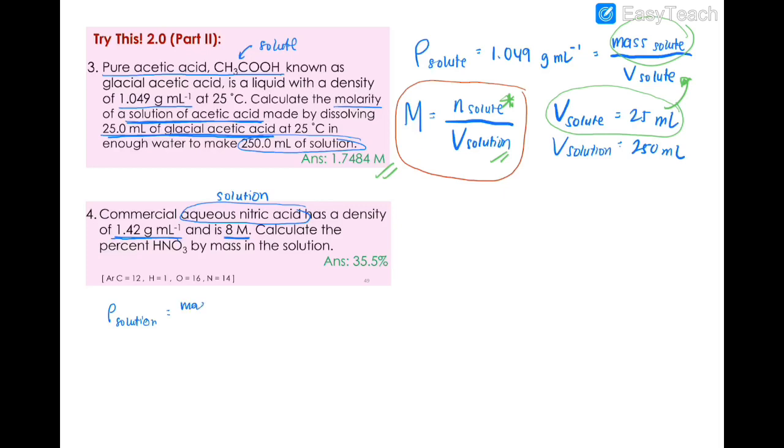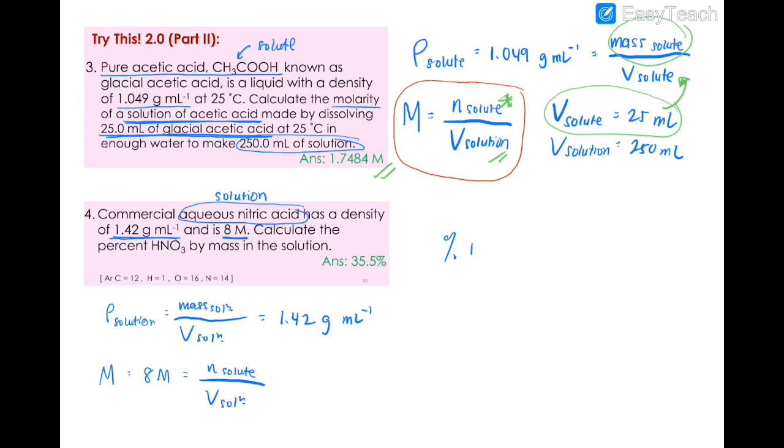So maksud ini adalah mass of solution bahagi dengan volume of solution. So yang kat sini dia bersamaan dengan 1.42 gram per milliliter. Okay, and then given to you also molarity untuk kita punya solution ni adalah 8 molar. Maksud 8 molar ni bersamaan dengan mol solute divide by volume of solution. Okay, and you are asked to calculate the percent of HNO3 by mass in the solution.